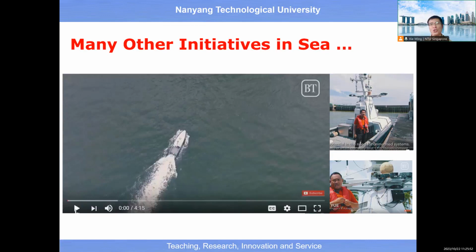With autonomous surface vehicles, it's like the situation for the development of autonomous land vehicles. Actually, there are also many initiatives supported by industry for the development of autonomous surface vehicles. And here I'm just showing you one example from a company in Singapore, which is a national company in Singapore.